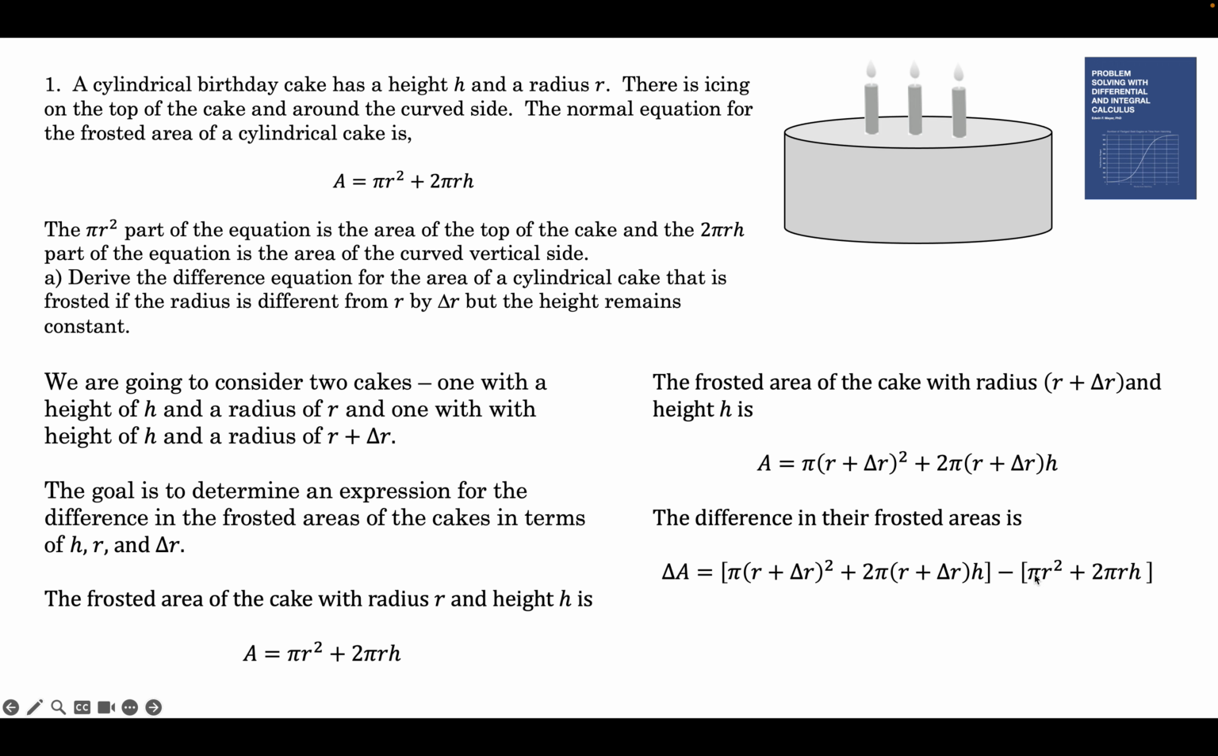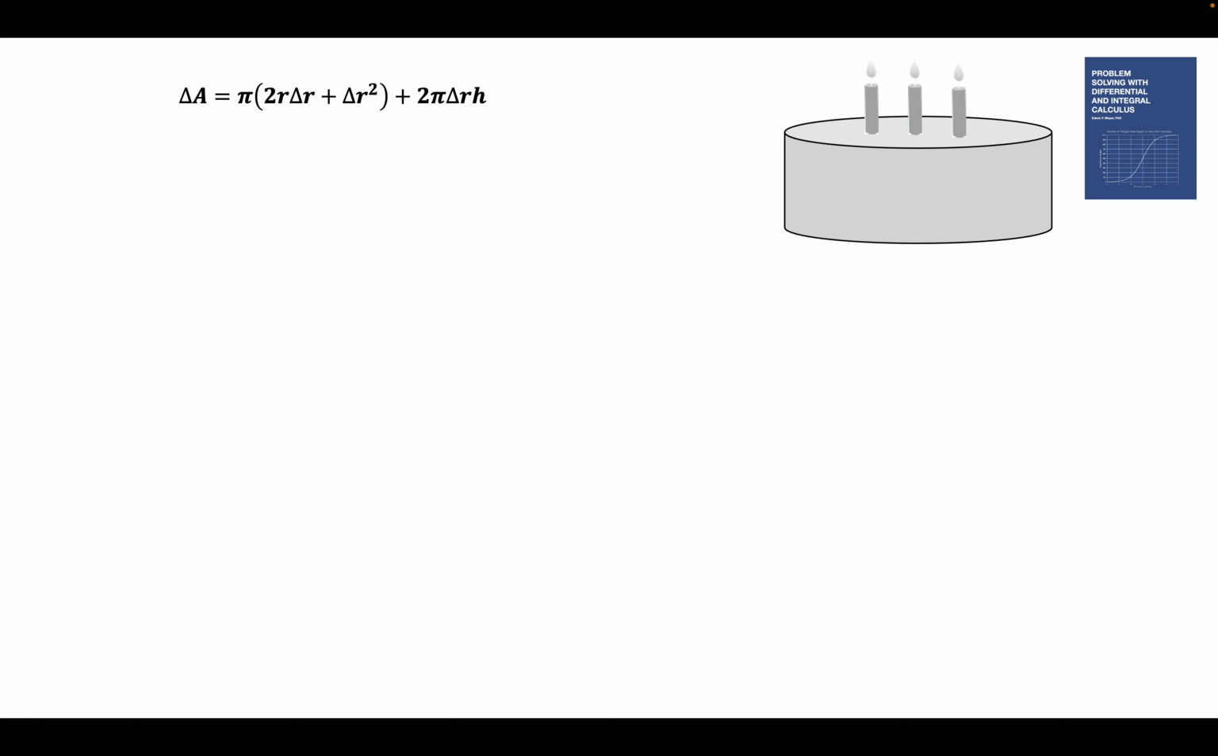We just plug them in, and we can do some algebra to make it look a little bit nicer. And we get this. That's the answer for delta A, the difference between the frosted area of two cakes. One has radius r, one has radius r plus delta r, is that expression.